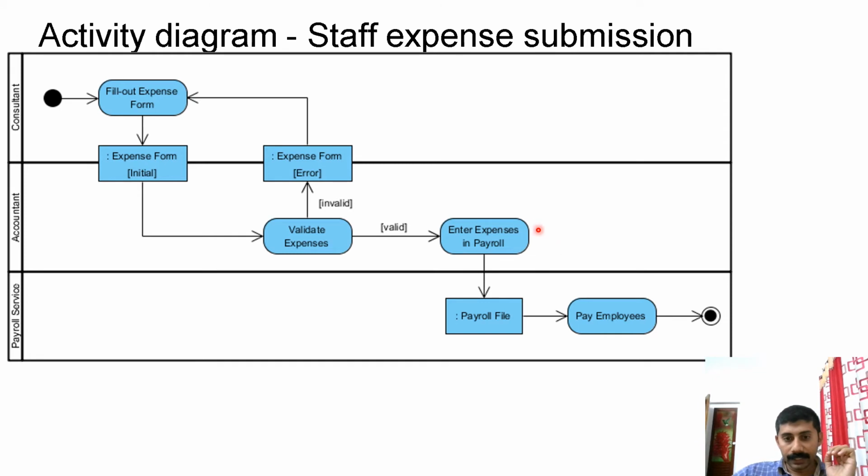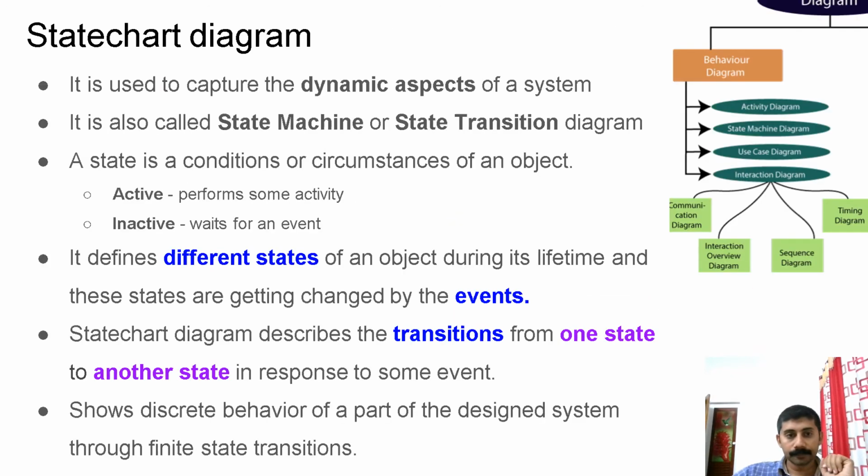If it is valid, enter the expense in the payroll system. Now it gets updated in the payroll file. This is an object, not an activity. It is getting updated in the payroll file. Now as the next activity, pay employee, then the activity completes. So that is all about the activity diagram.